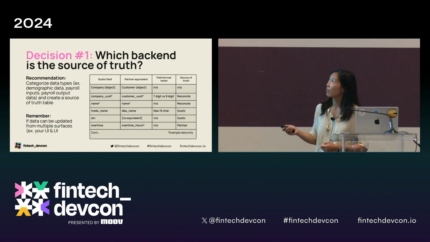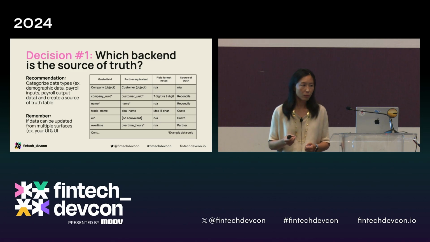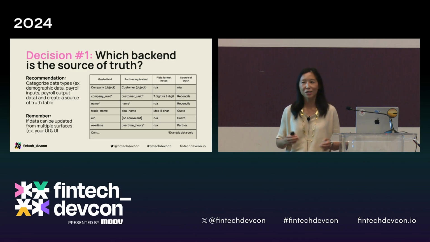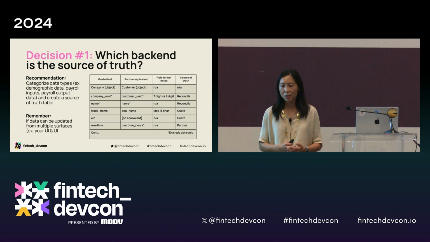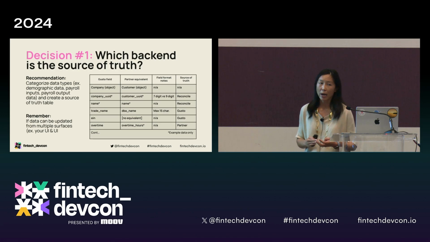OK, so deep dive into decision number 1. Which backend is the source of truth? Picking a source of truth sounds easy, right? Well, with payroll, it's actually a lot more complicated. There's actually 3 types of data that we think about when we work with payroll. The first is demographics data, second is payroll input, and third is payroll output.